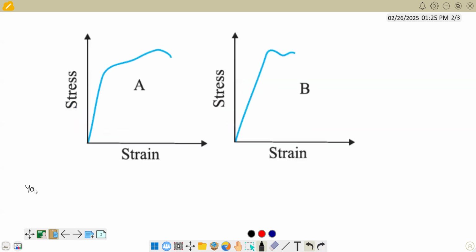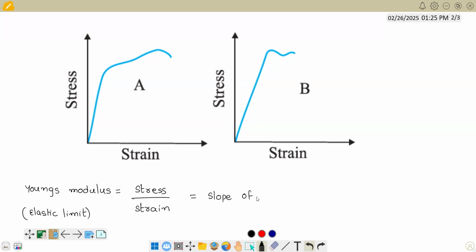So we know Young's modulus is simply ratio of stress by strain. And this we generally define it within elastic limit. So ratio of stress by strain within elastic limit. And how do you get the ratio of y-axis by x-axis? In a graph, the ratio of y-axis by x-axis is nothing but slope of graph. Slope means how much it is at an angle with the x-axis or how vertical a body is looking.